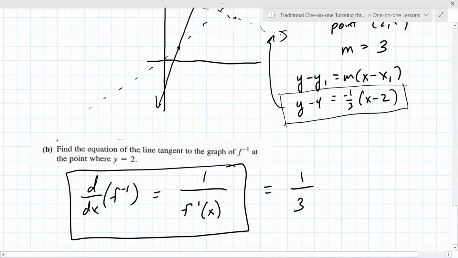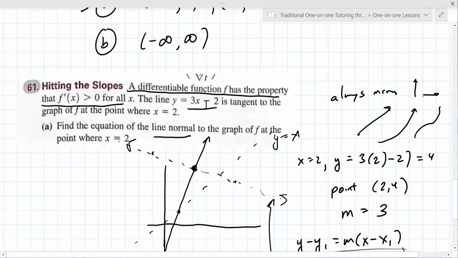Isn't it the opposite reciprocal? It's not, and this is maybe out of scope for your exam, but it is a definition: d/dx of the inverse is 1 over the derivative. Where did we get that derivative from? We don't actually know. We just know that the derivative has a tangent line here, so the slope is 3. We're assuming that, which isn't quite right, but we can go with that for the time being.